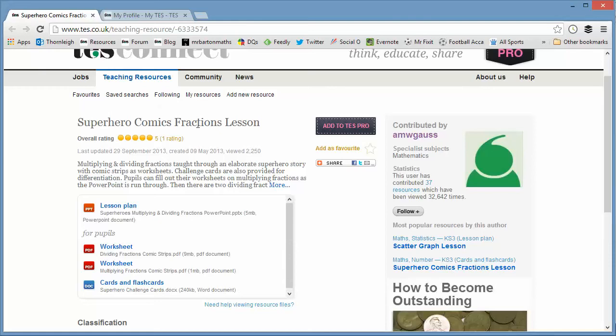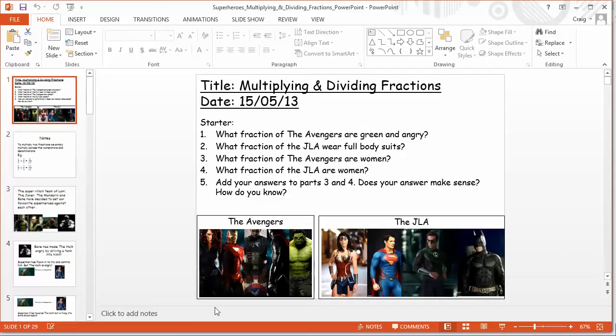It's called Superhero Comics Fraction Lessons. And again, I'm not even going to attempt these names these days, so I don't want to offend anybody, but it's been kindly uploaded by this author here. So it consists of a PowerPoint and a couple of worksheets and some challenge cards. And probably the PowerPoint's the best thing to start off with.